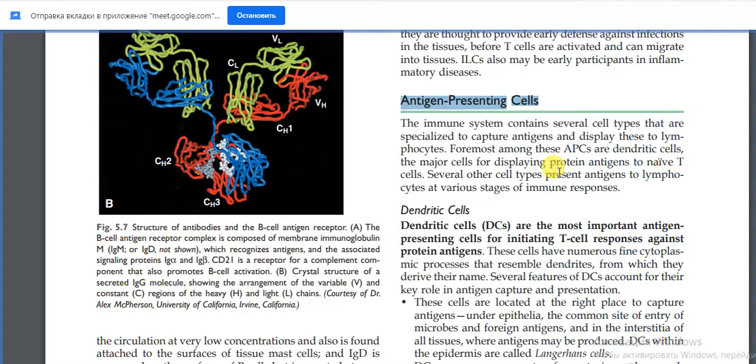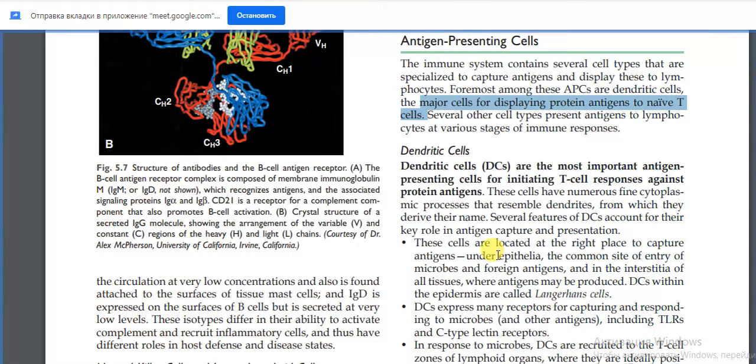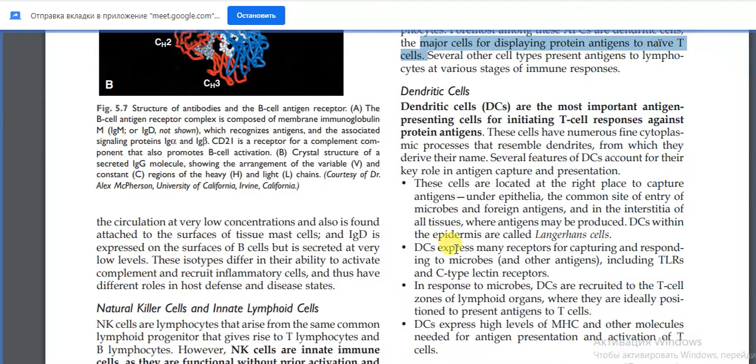The immune system contains several cell types that are specialized to capture antigens and display them to lymphocytes. Foremost among these antigen-presenting cells are dendritic cells, the major cells displaying protein antigens to naive T cells, and also macrophages, so they are not shown in this description. They present this antigen in different stages of immune responses. So let's talk about dendritic cells.